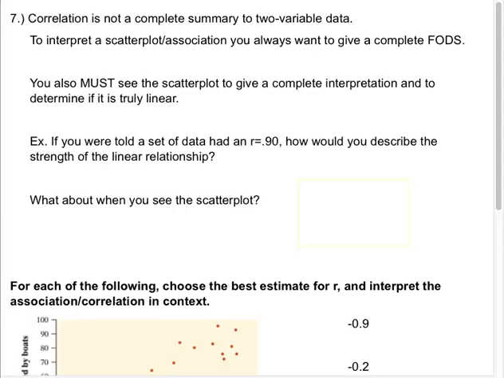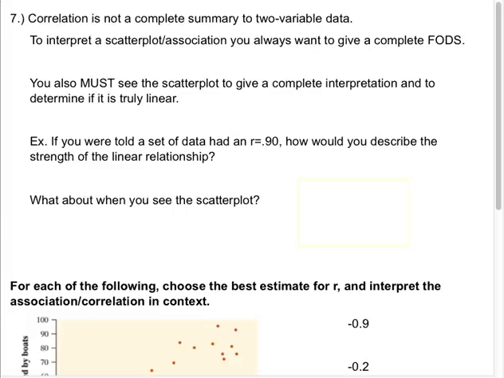And then finally, R is not a complete summary of two-variable data. To interpret a scatter plot or association, you always need to give a complete FODS. You also must see the scatter plot to give a complete interpretation. Let me show you why, okay? So let's say you were told a set of data had an R value of 0.9. How would you describe the strength of that relationship? Well, an R value of 0.9, you say, hey, that's a pretty strong linear positive association.